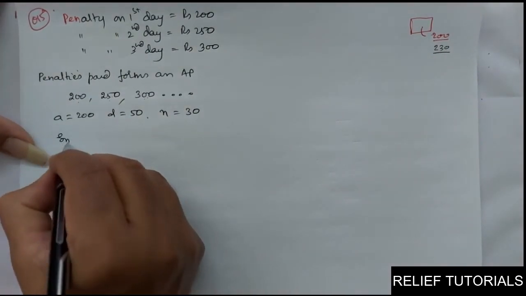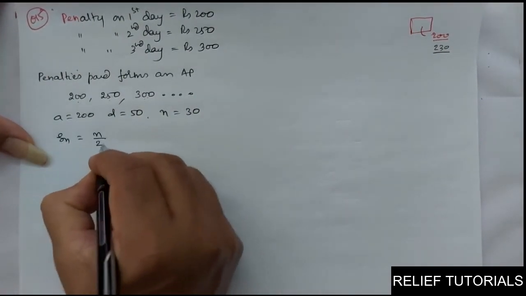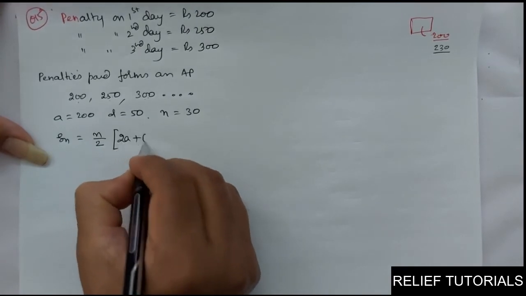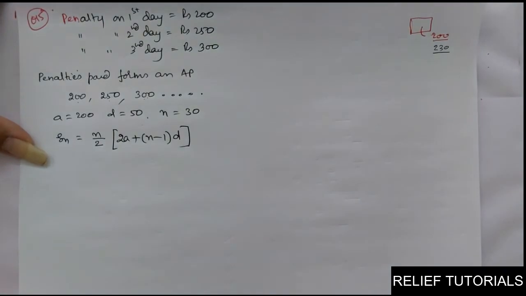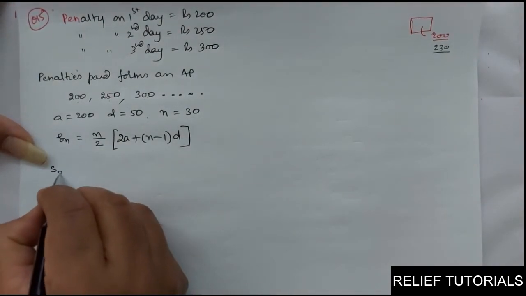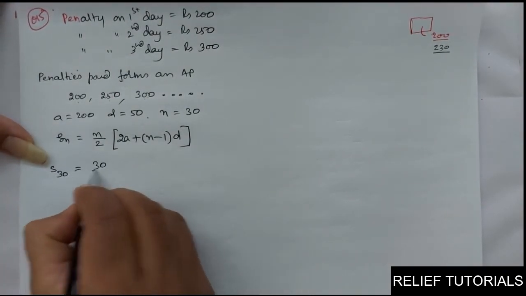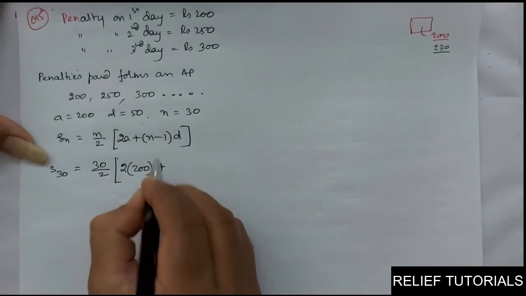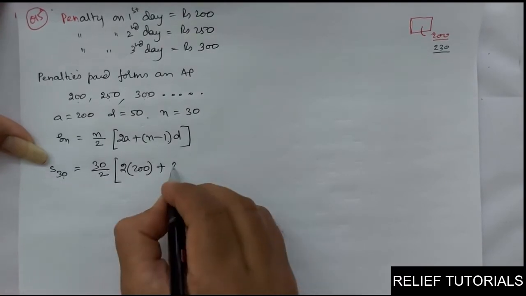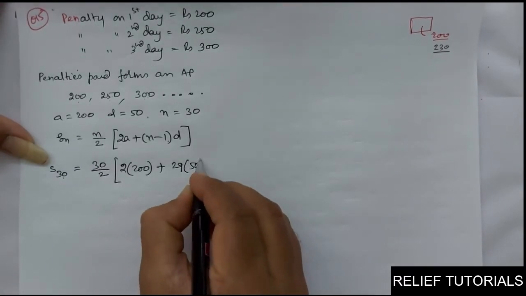So we can use here Sn is equal to n by 2 into (2a plus (n minus 1) into d). Why this formula? We don't have the last term. So now S30 is equal to 30 by 2 into (2 into a, that is 200, plus (n minus 1), 30 minus 1, 29, into difference 50).